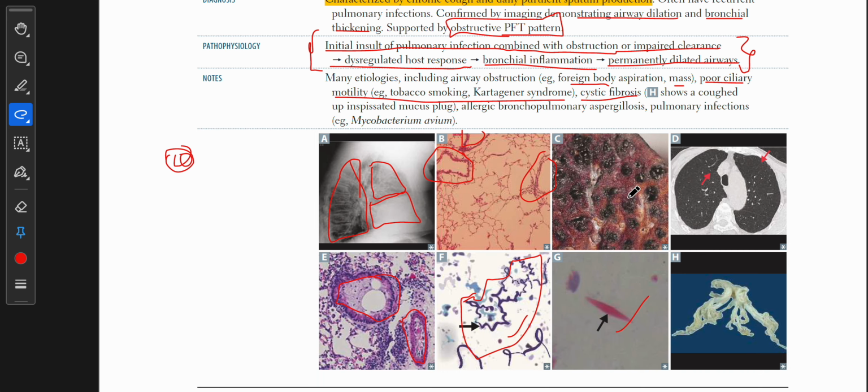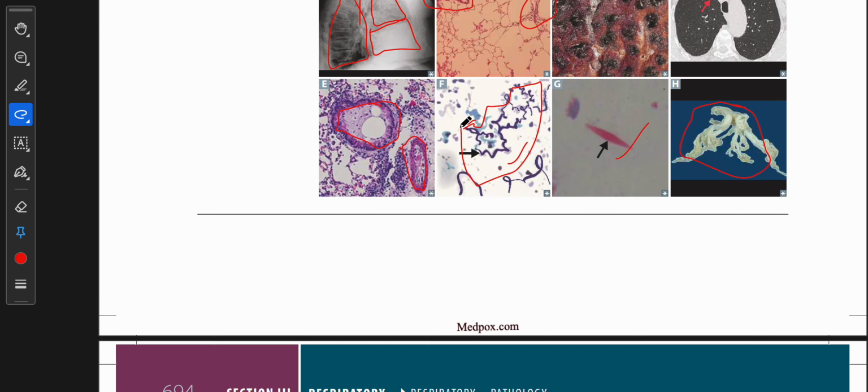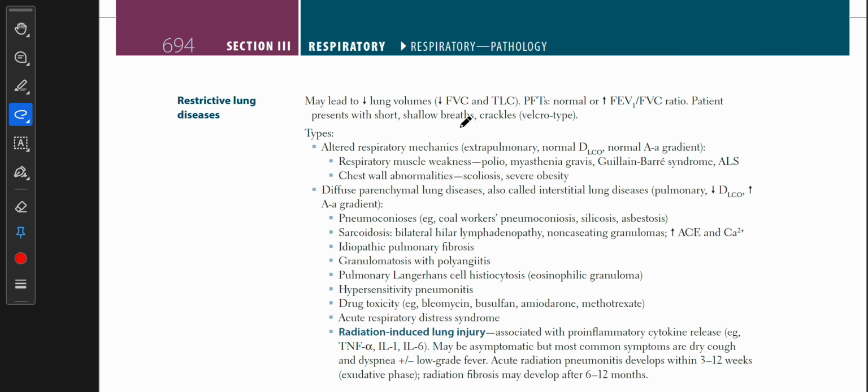Figure H shows a coughed up inspissated mucus plug, right here, and it is allergic bronchopulmonary aspergillosis. Pulmonary infections include Mycobacterium avium. These are the notes for bronchiectasis. That is how we complete our obstructive lung disease.